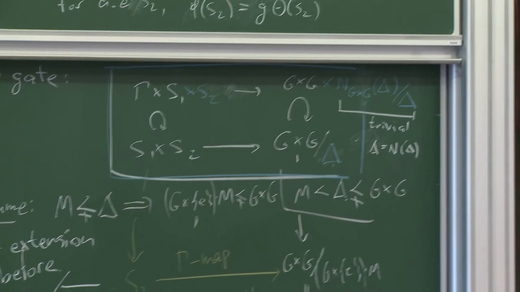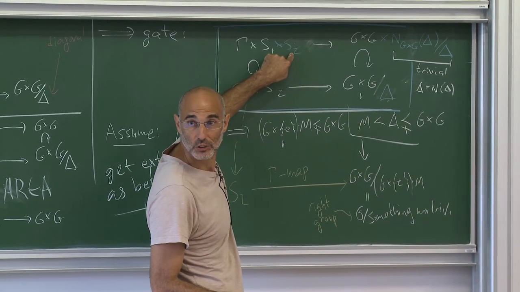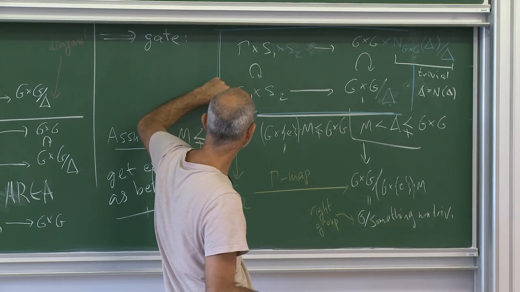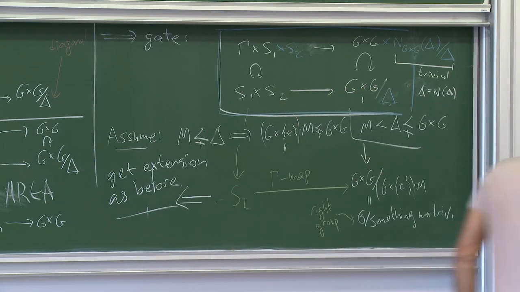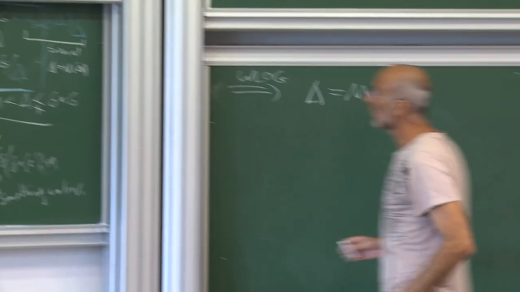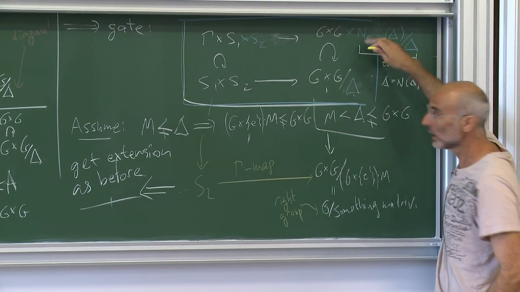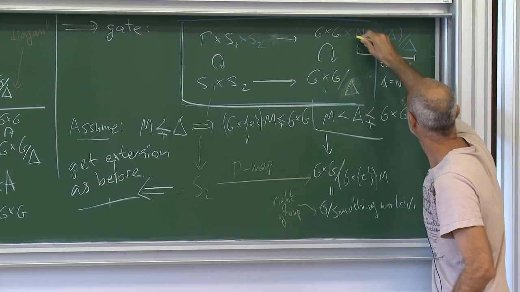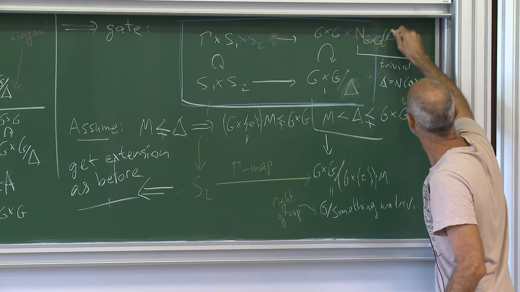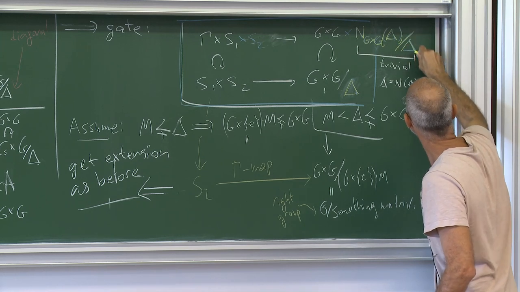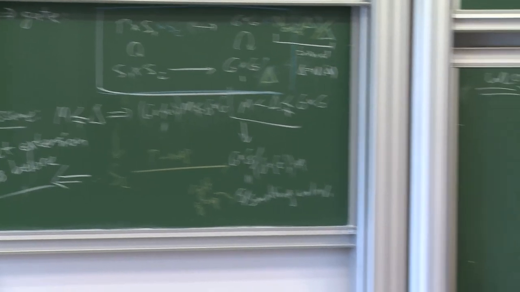So the equivariance under the S2 action here tells me that this map factors via S1. We cannot see the delta. Oh, I'm sorry. You should not use blue because... Shall I rewrite? I'm not sure this is better. Okay.